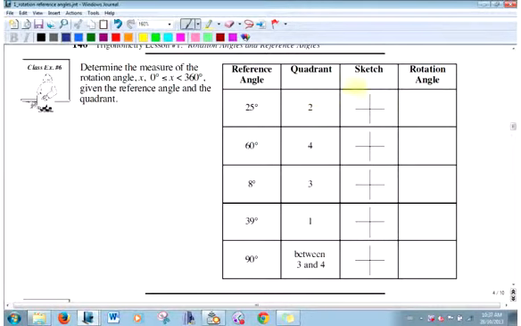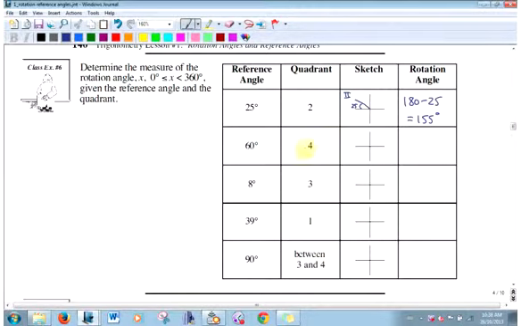Where's quadrant 2? Right here. Reference angle, that's how far away from the x-axis. That's an acute angle. How do I get there from the starting position? What's the rotation angle? You go 180 minus 25. That's 155 degrees. Okay? That's the rotation angle. Make sense?